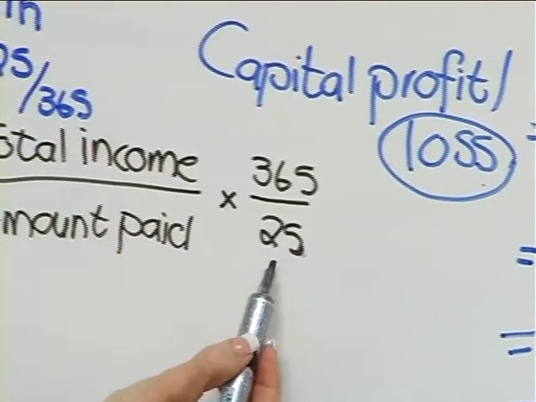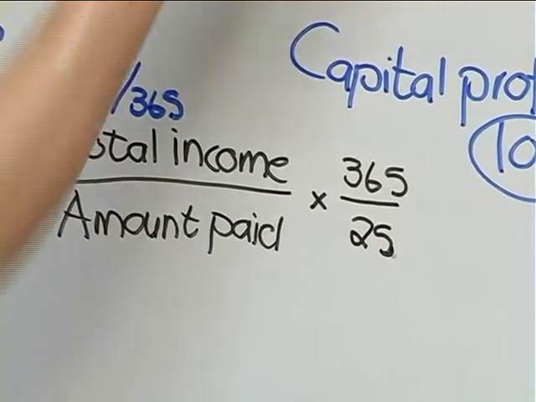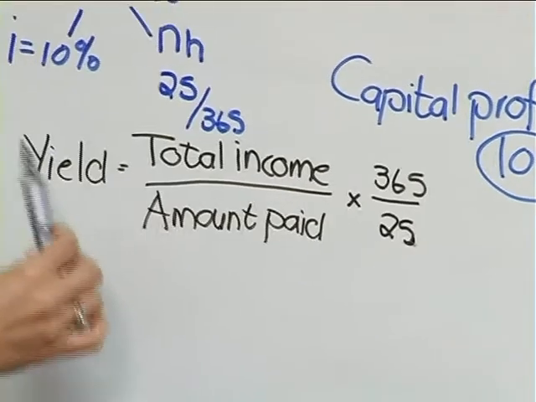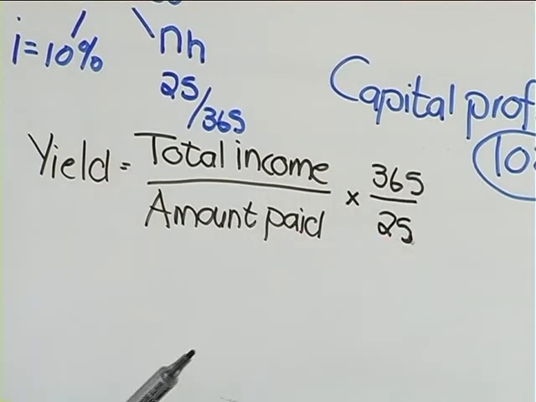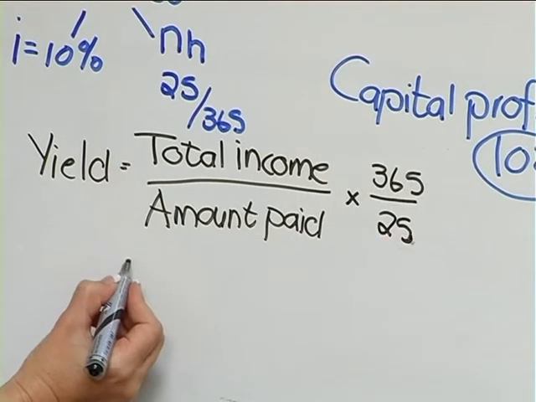Right, so you divide by the number of days that it belonged to him, then you will get your yield per day, and then to get the annual yield, you multiply by 365, the number of days in a year.